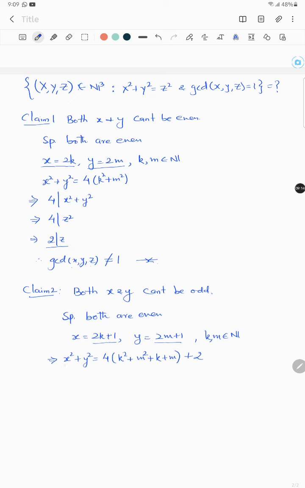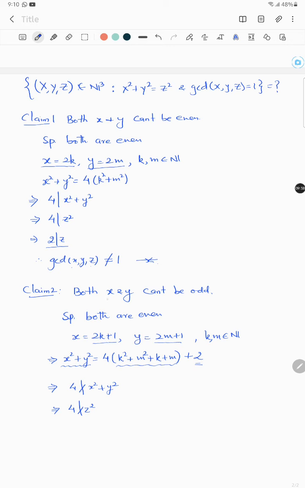That means if we divide this number by 4, this will be the quotient and this will be the remainder. Okay, so the remainder is not 0. That means 4 does not divide x square plus y square. That means 4 does not divide z square.